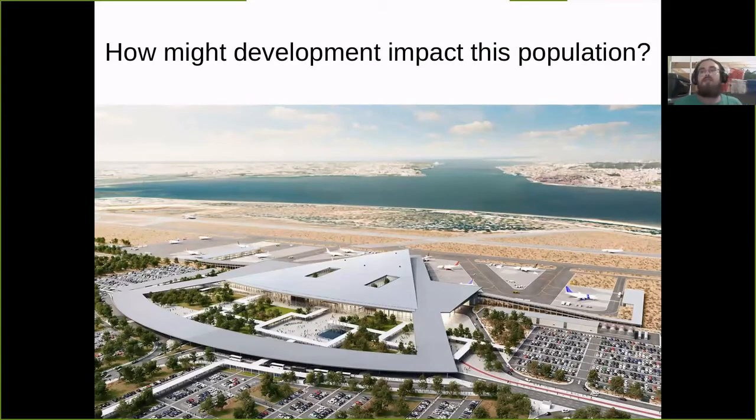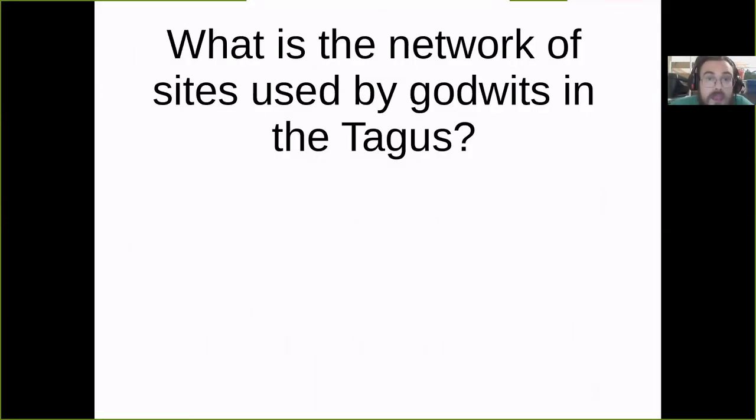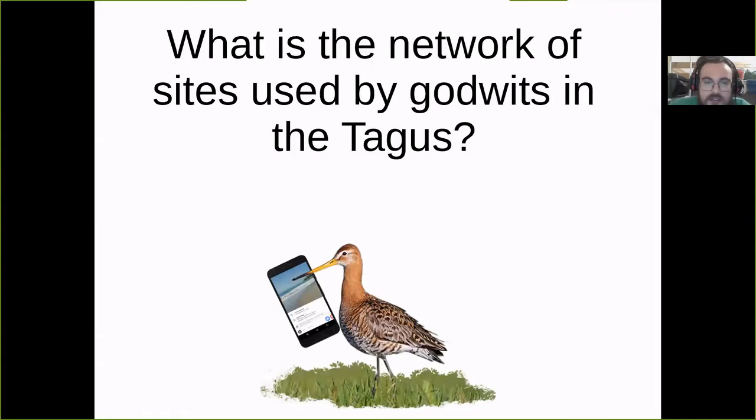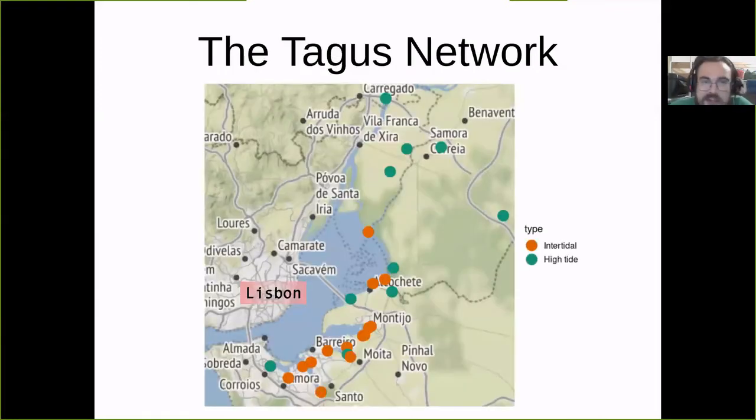So this leads us to the question of how development can impact this population. Because if development targets one of these areas that birds are very faithful to, there's not much evidence that suggests they're going to go somewhere else. So the first thing I wanted to do was to build up a network of sites used by Godwits in the Tagus Estuary. Not a social network, but a Godwit network.